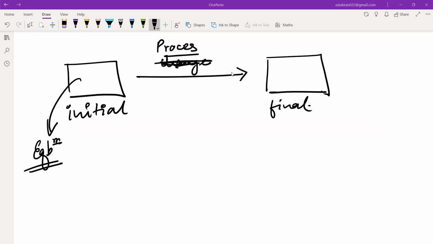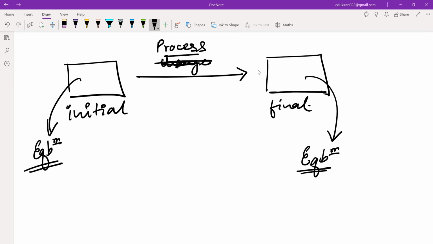Not much thermo is required to understand equilibrium. You need the basic ideas, like what is delta G and what is delta H. You just need to know these terms, nothing else. Now in the final state, we also will have equilibrium.